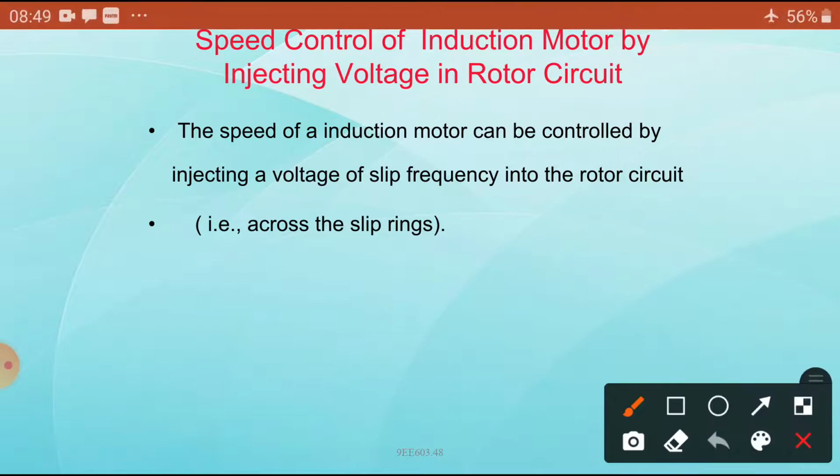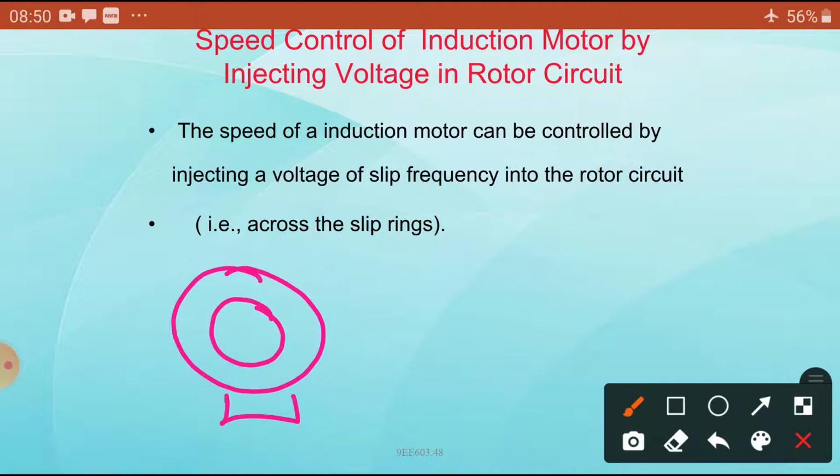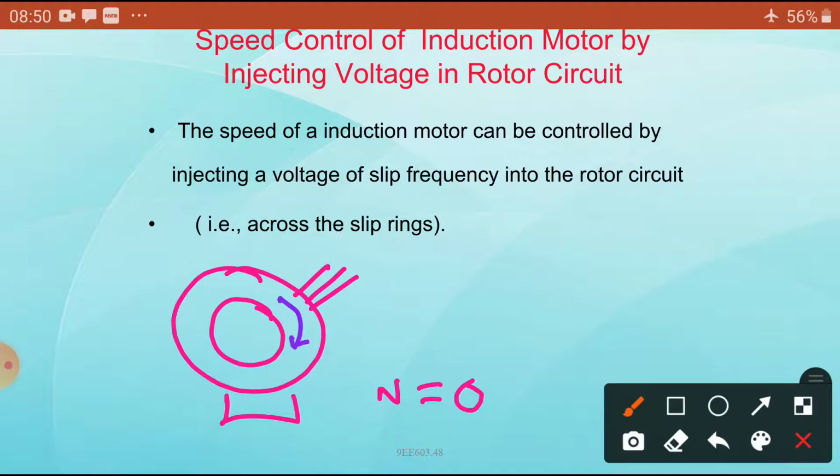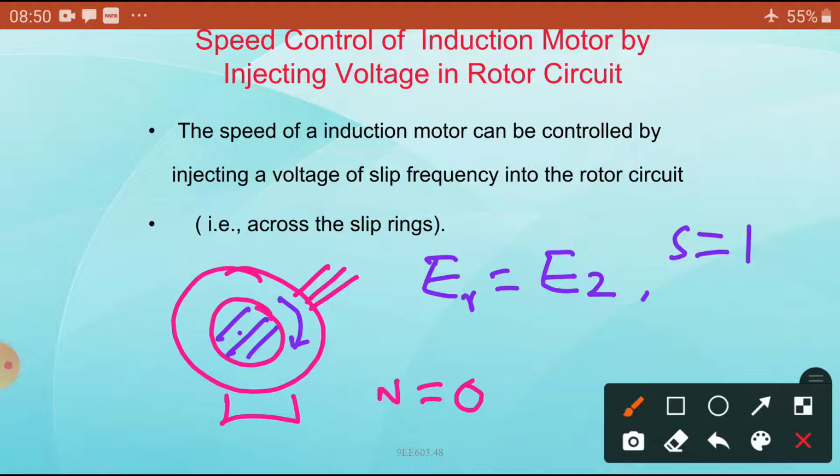Dear students, what happens here initially? When the motor is at standstill, n is equal to 0. Whenever the 3-phase supply is given, it produces a rotating magnetic field in the air gap that sweeps the rotor conductors and produces the rotor EMF E2. At that condition, n is equal to 0 and slip is equal to 1. The formula is: rotor induced EMF ER is equal to S into E2. So S is initially 1, and the rotor induced EMF is equal to the standstill voltage.